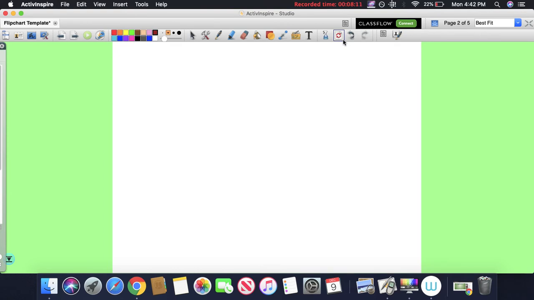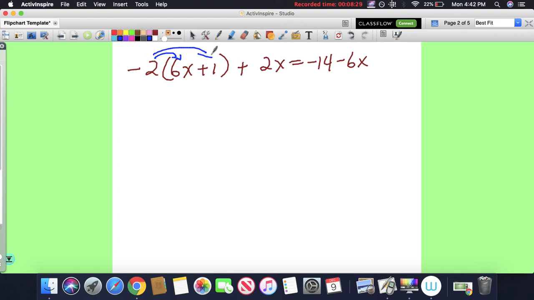So, by number 31, you must think this is very repetitive, and it is. But again, it's creating a habit, which is solving this in steps. So again, let's go through your steps. First thing is distributive property, so get rid of it. And that allows us to get rid of the parentheses. Negative 2 times 6x is negative 12x. Negative 2 times positive 1 is negative 2. Plus 2x equals negative 14 and negative 6x.